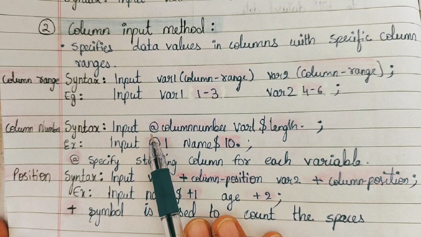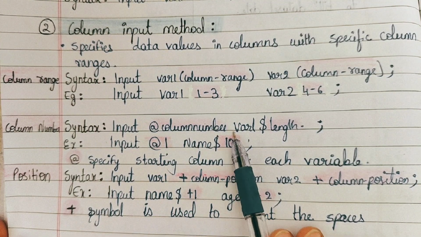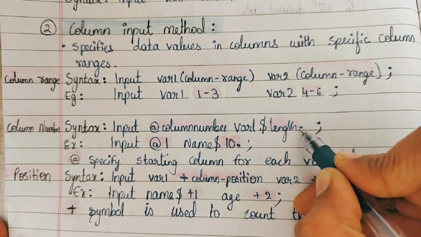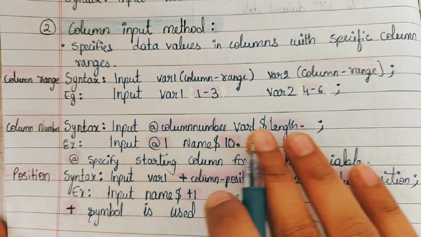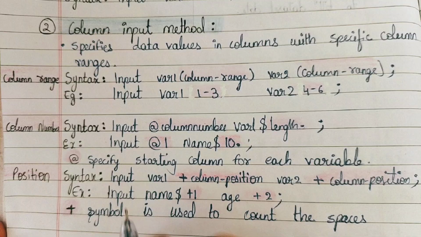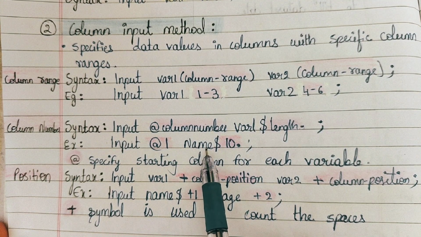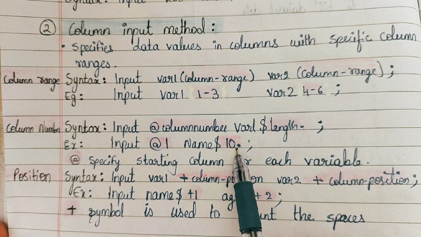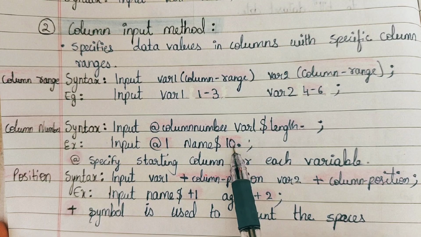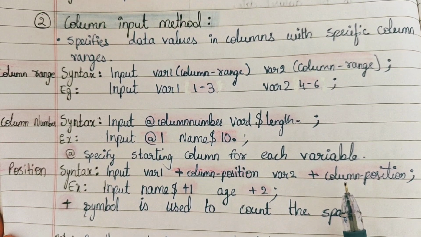Next is the column number syntax. Here @ specifies the starting column for each variable: @ column number, variable 1 $length dot. This is the width we have to give: @ column number and width dot. For example, input @1, so the starting column position we have to give, and name $, and we should count the width and give the exact width of it, 10 dot. @ specifies the starting column number for each variable.